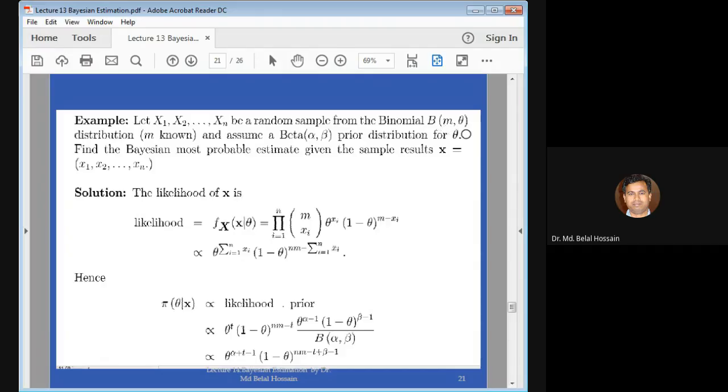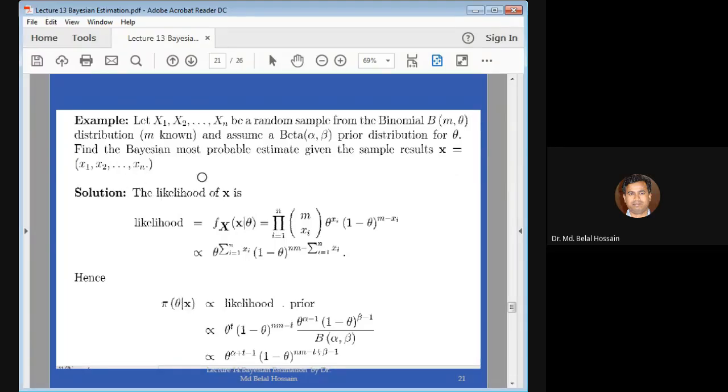It can be any notation, okay? But it is almost the same, that n is the number of trials, theta is the probability of success. And assume a beta, alpha beta prior distribution for theta, okay? So the prior information is given that it is a beta distribution with alpha beta, okay? Find the Bayesian most probable estimate given the sample results x equals x1, x2, xn, a random sample, okay?